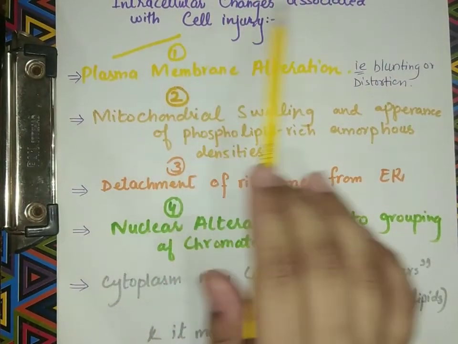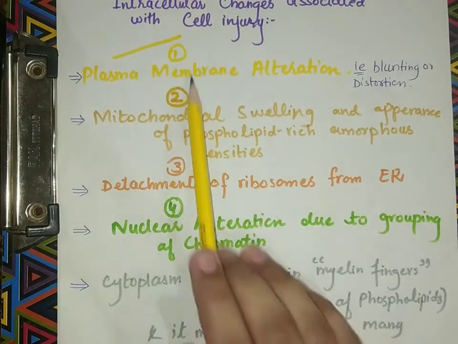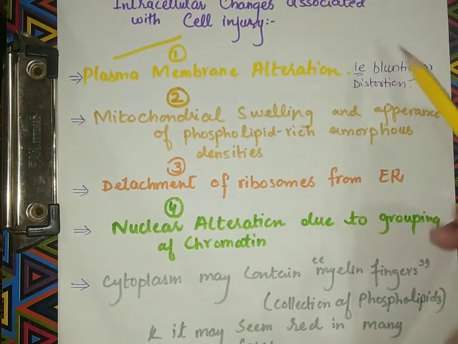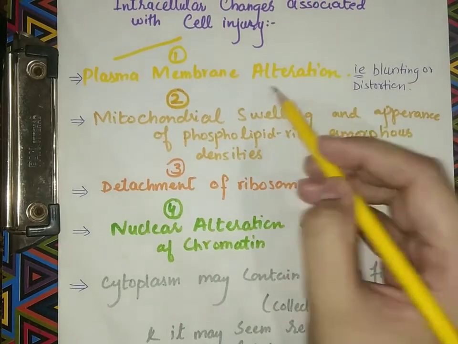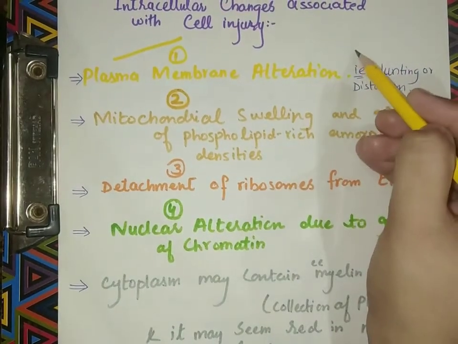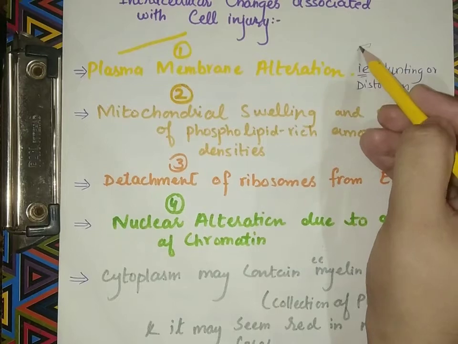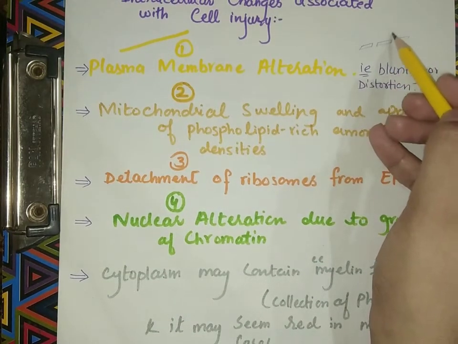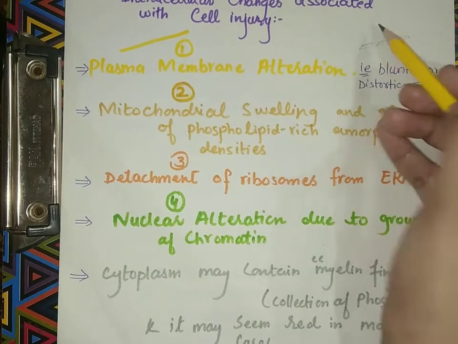Other intracellular changes associated with cell injury include plasma membrane alteration, such as blunting and distortion. Plasma membrane is damaged and it is distorted. For example, this type, and the fluid may seep out.